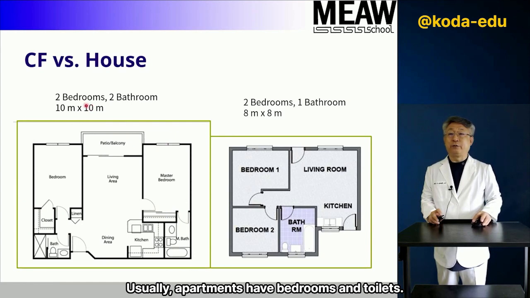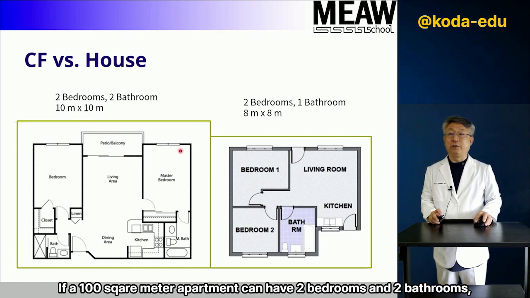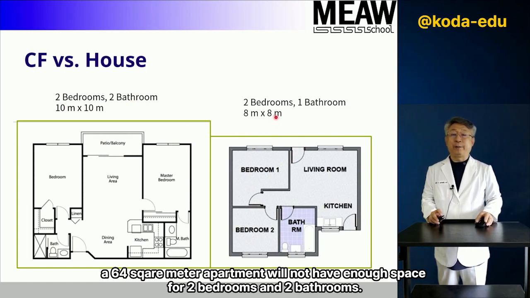Usually, apartments have bedrooms and toilets. If a 100 square meter apartment can have 2 bedrooms and 2 bathrooms, a 64 square meter apartment will not have enough space for 2 bedrooms and 2 bathrooms.